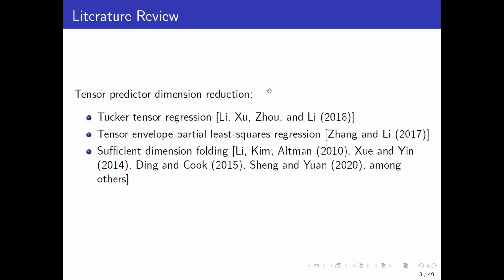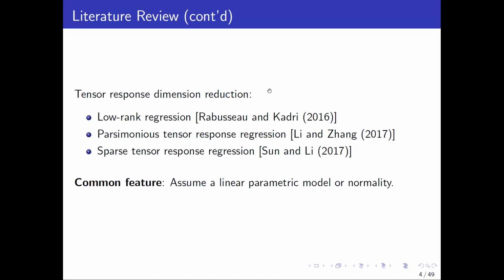There has been a lot of literature on dimension reduction for tensor data. Mostly they focus on using the tensor as a predictor. If the tensor is a predictor, there are several ways to achieve dimension reduction, and these are the existing literature. But in our case, the response is in tensor form. In that case, there are several existing methods which directly achieve dimension reduction on a tensor response. However, they either assume a linear parametric model or assume normality in the data. In our approach, we do not specify any regression mean function, and we also do not make any distributional assumption on the data. So it should be more flexible. It is an assumption-lean approach.